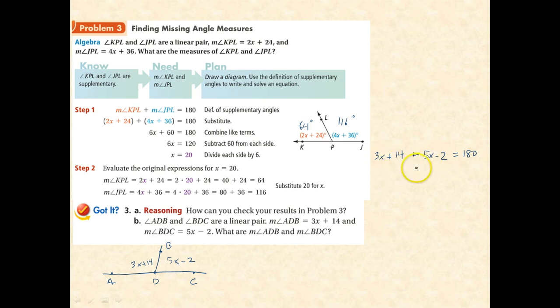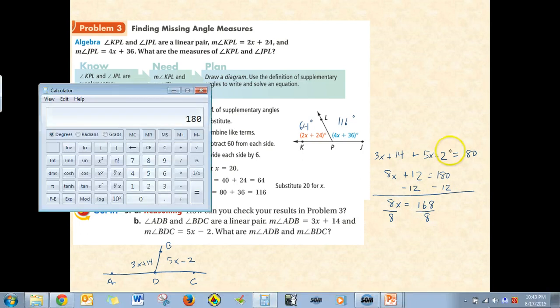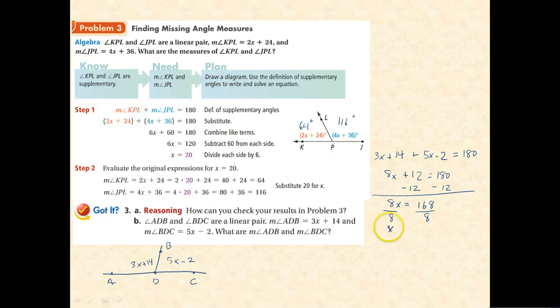Combine like terms. 3x plus 5x is 8x plus 14 minus 2 is 12 equals 180. Subtract 12 from each side. 8x equals 168. Divide both sides by 8. Just double check. 180 minus 12 is 168. 168 divided by 8 is 21. So x equals 21.